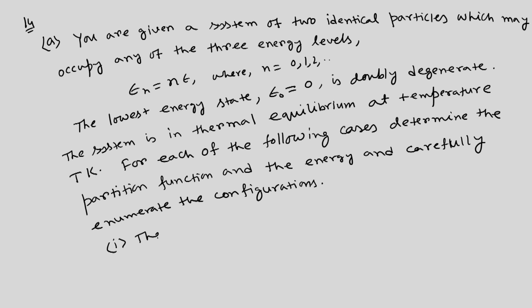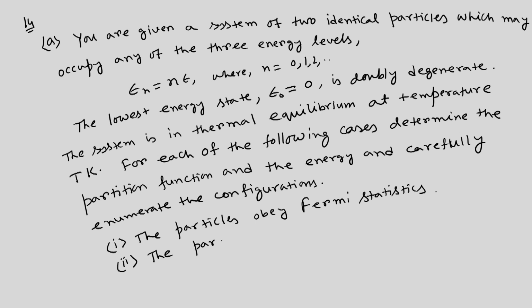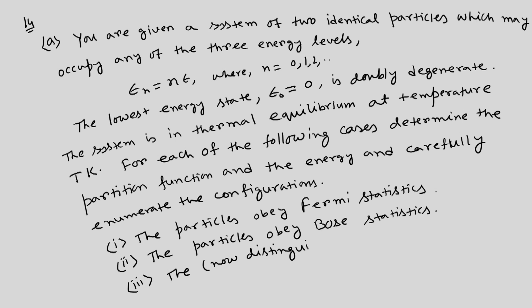Case 1 is the particles obey Fermi statistics. The second case is the particles obey Bose statistics. And the third case is the distinguishable, or non-indistinguishable, particles obey Boltzmann statistics.